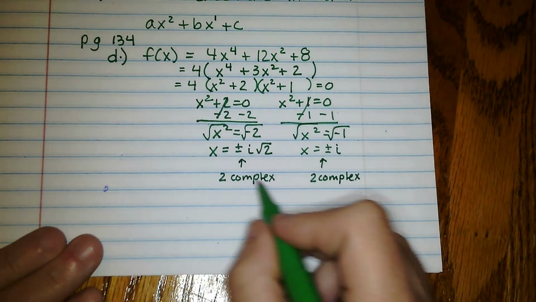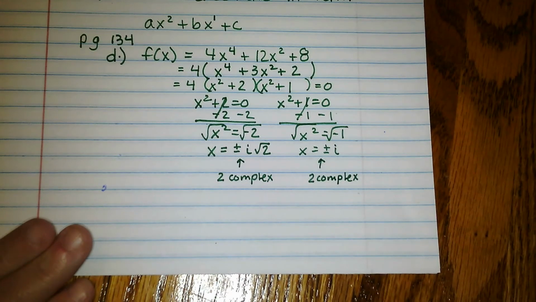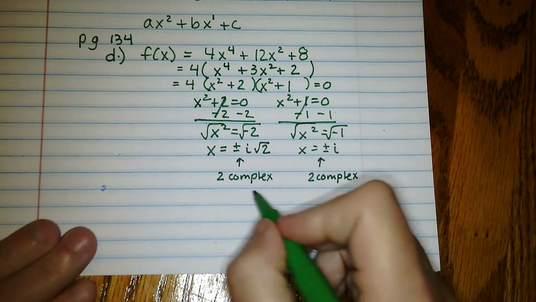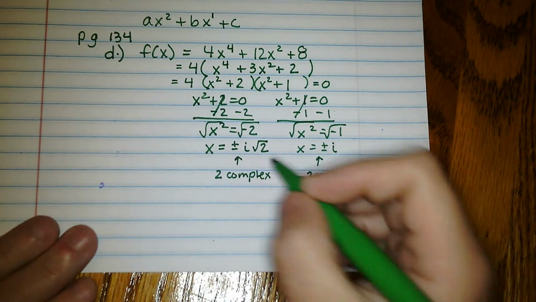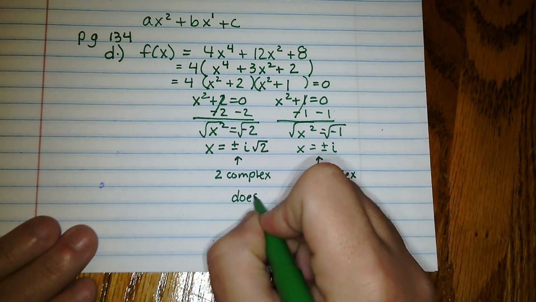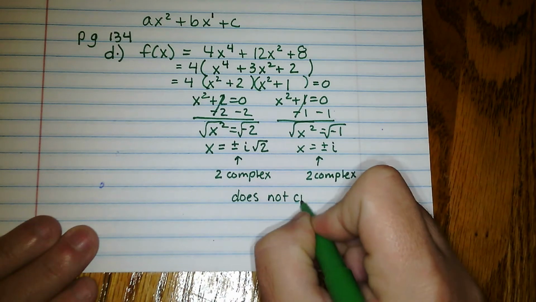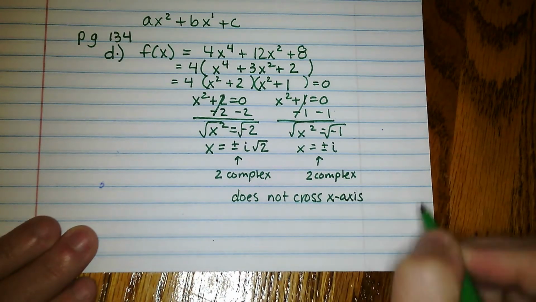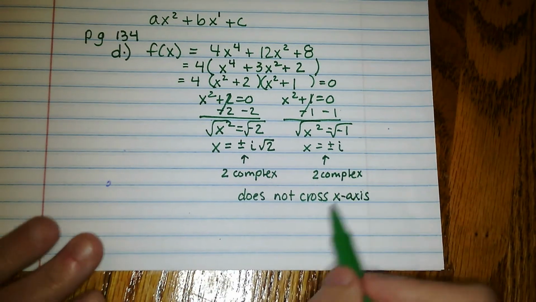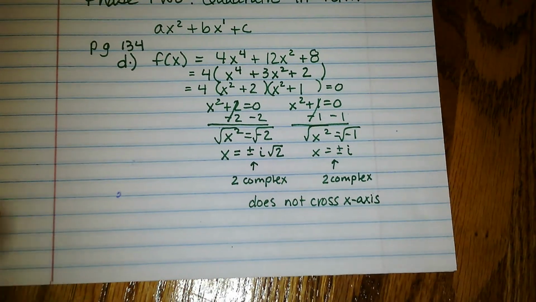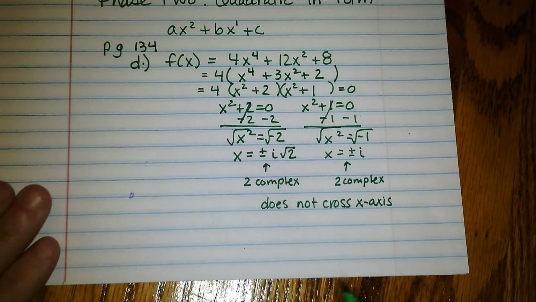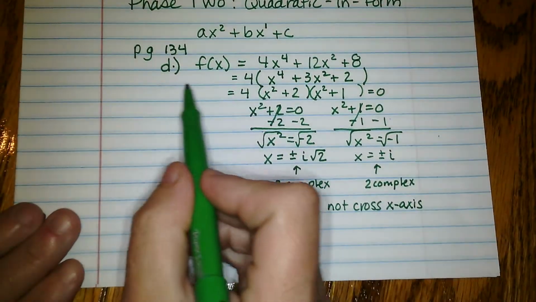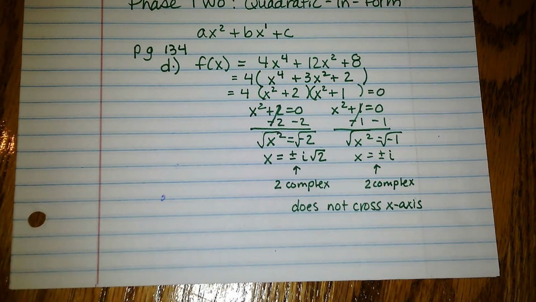And what that means is you have no places where it crosses the x-axis. It does not cross the x-axis. That's what that means. So when you have all complex roots, it doesn't cross the x-axis. Well, how could that be? Well, let's go back to the beginning. Let's go back up here and start our process.